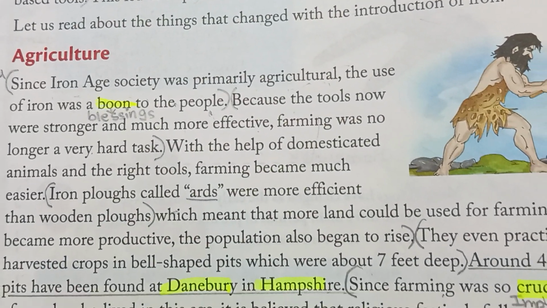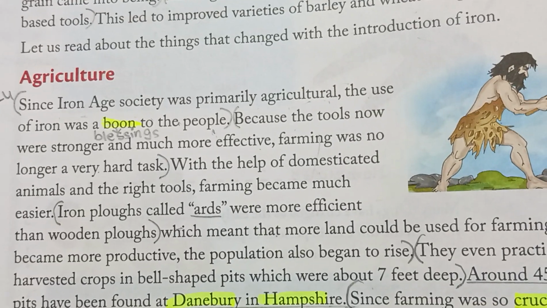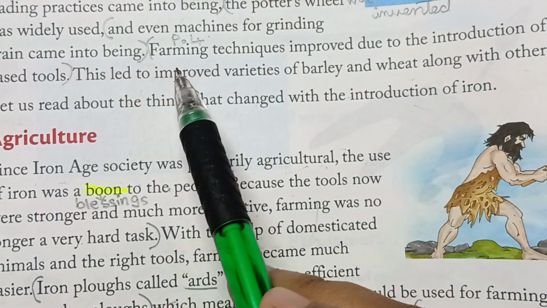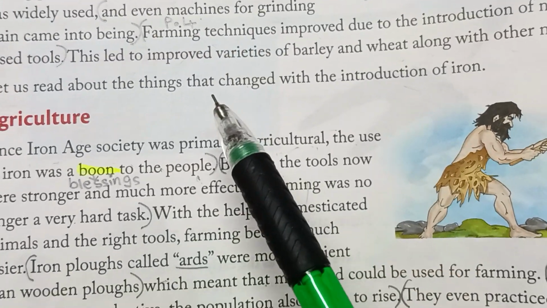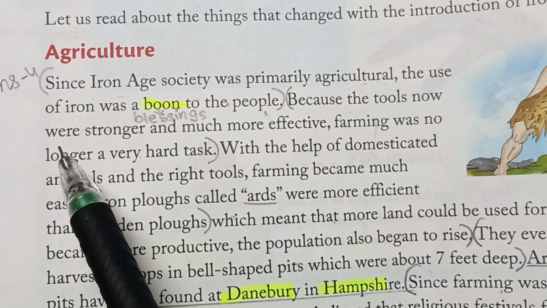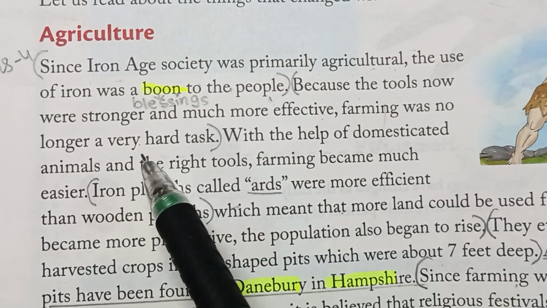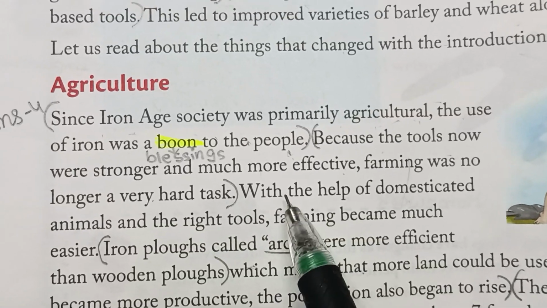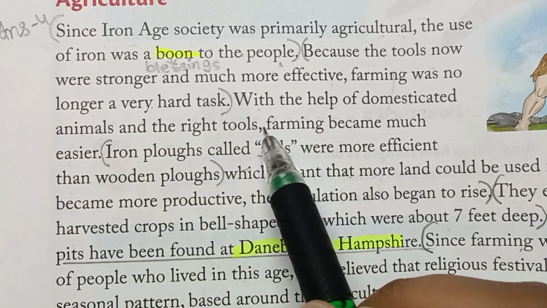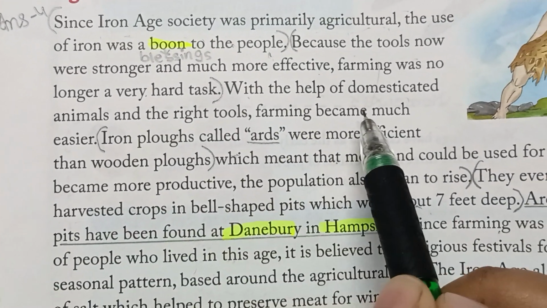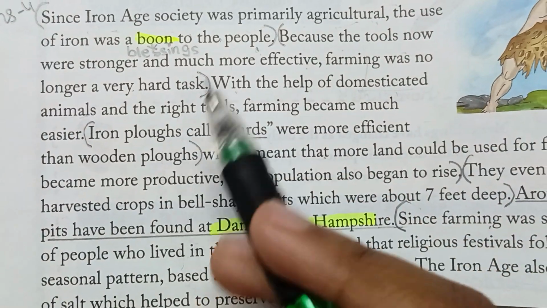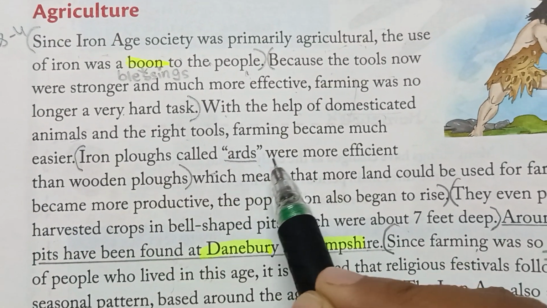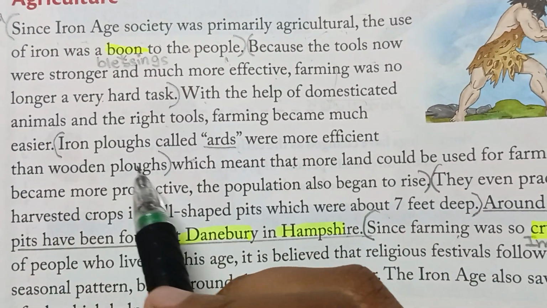it became a boon to the people as iron tools were stronger and harder. That made it easier for them to improve the farming techniques. Because the tools were now stronger and much more effective, farming was no longer a very hard task. With the help of domesticated animals like cows and the right tools, farming became much easier. Iron plows called arts were more efficient than wooden plows.